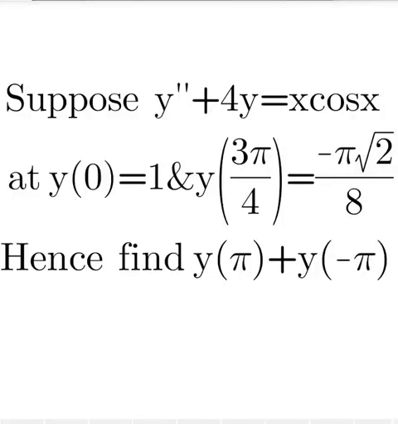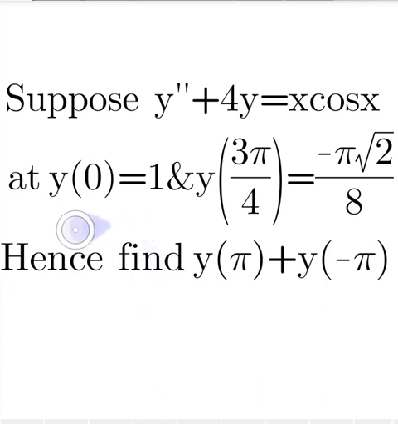Today we are given a question here. Suppose the second derivative of y plus 4y is equal to x cos of x. Under these conditions, y is a function of x. They are telling us y evaluated at 0 is equal to 1, and y evaluated at 3 pi over 4 is equal to this. Hence, find y of pi plus y of negative pi.